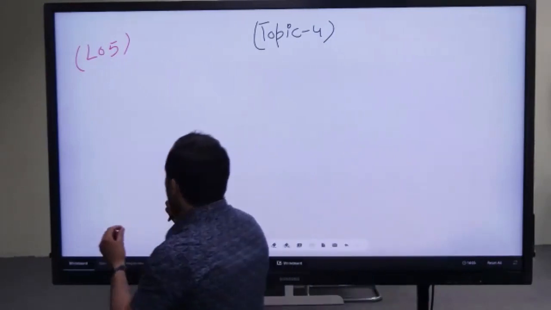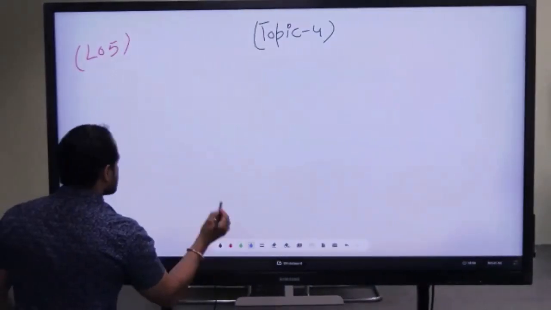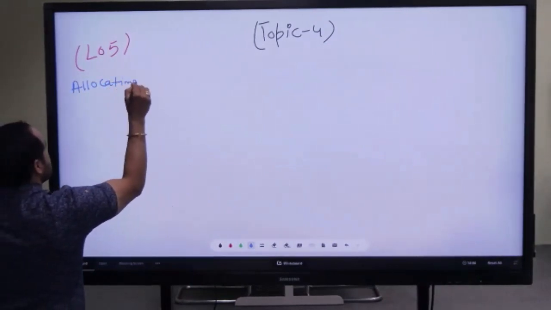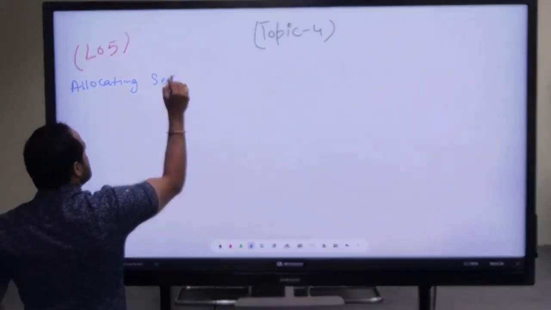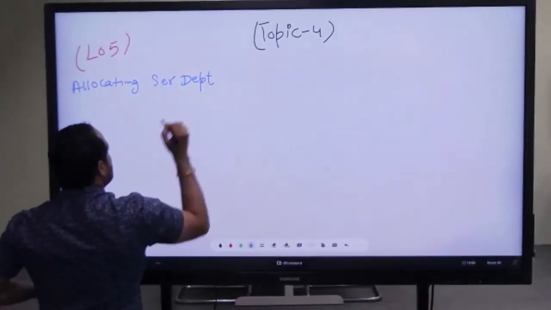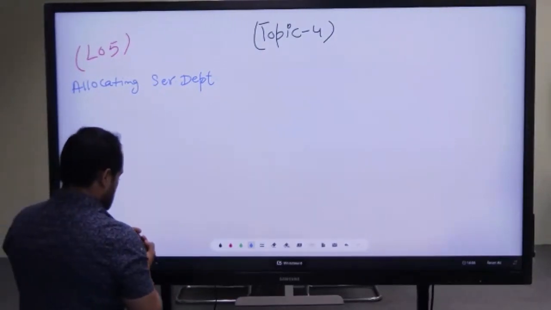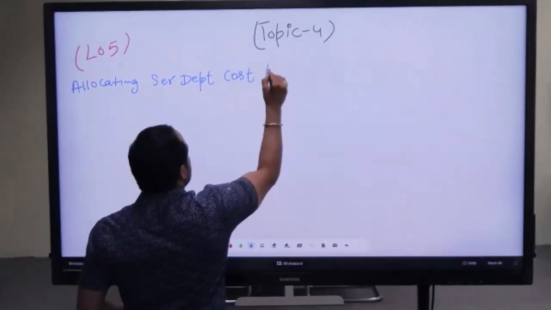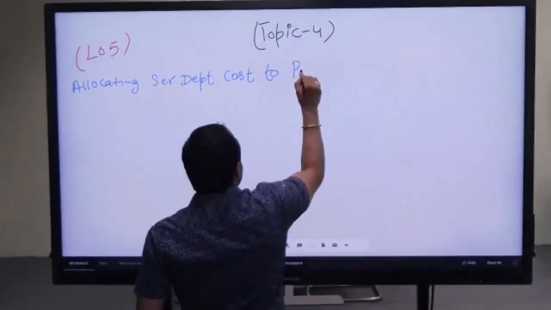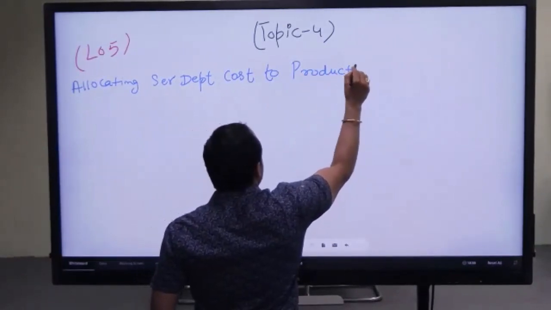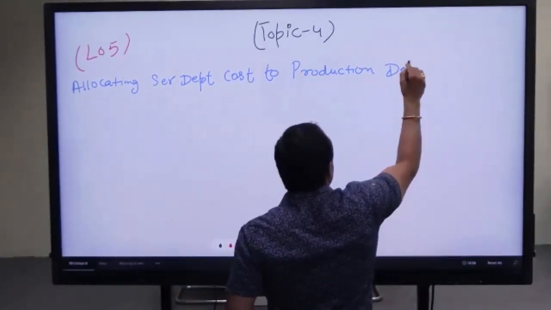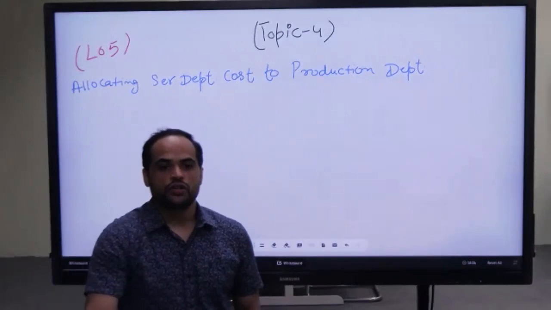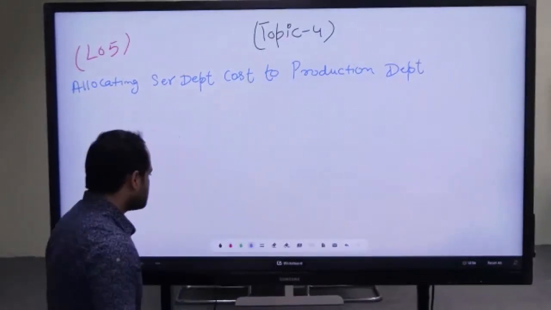All right. So the idea for learning outcome 5 is allocating service department cost to production department, right? Allocating service department cost to the production department, right?